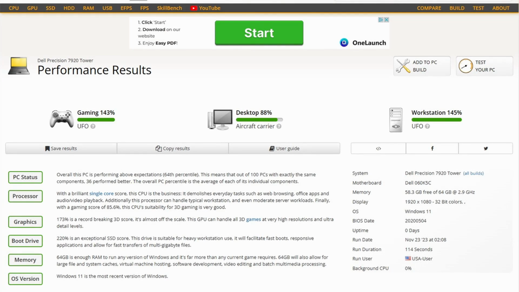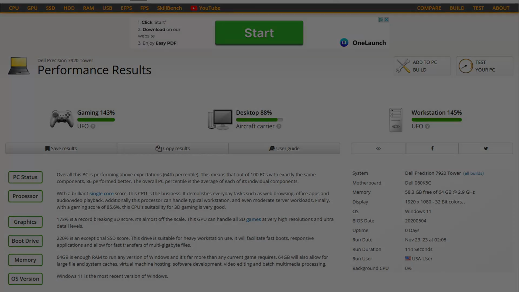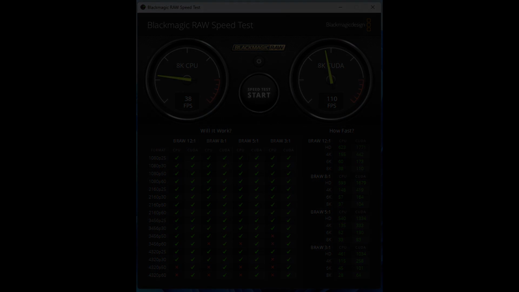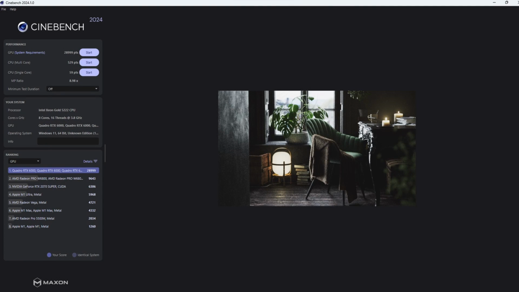Here are the user benchmarks. The gaming is very high due to the 3 RTX 6000s. The desktop is kind of low because of the small amount of memory and the way it's configured. It's complaining about XMP, but it's fine. Also, the workstation is extremely high. Here are the results for the Blackmagic raw speed test. As expected, the CPU did not do so well, but the GPU benchmarks did great, and they're all green as expected. The Cinebench results show that the CPUs are okay, and that the 3 RTX 6000s are extremely powerful and would be great for AI modeling, 3D modeling, and rendering.